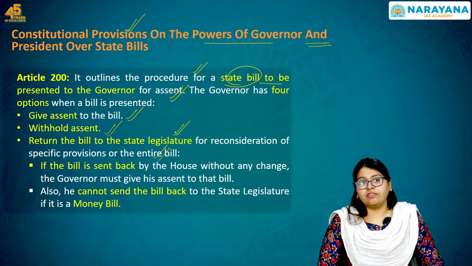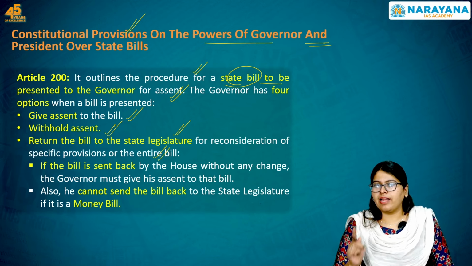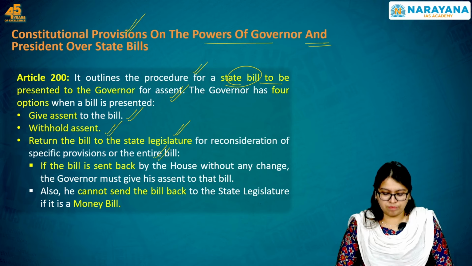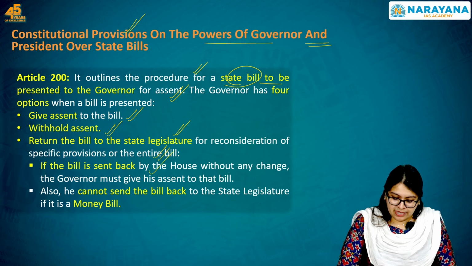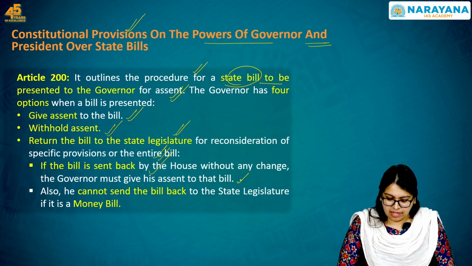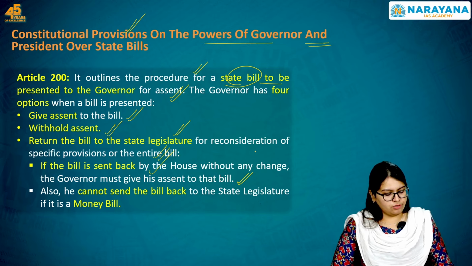It is very important to understand that a money bill cannot be sent back to the parliament or to the state legislature for reconsideration. Also, if the bill is sent back by the house to the governor without any changes, then the governor is obliged to give his assent to that bill.